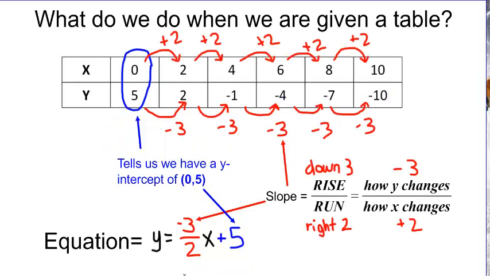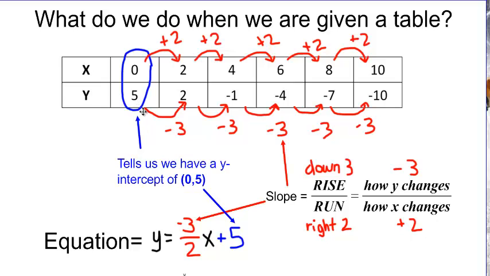The next thing we want to look at is what happens if we're given a table. In this case, we are given a table with the points (0, 5), (2, 2), (4, -1), (6, -4), (8, -7), and (10, -10). The first thing I want you to recognize is that this first point, (0, 5), tells us that we have a y-intercept of the point (0, 5), and so in our equation that shows up as plus 5 at the end. Now, our slope is equal to our rise over our run, or in other words, how the y value changes divided by how the x value changes.